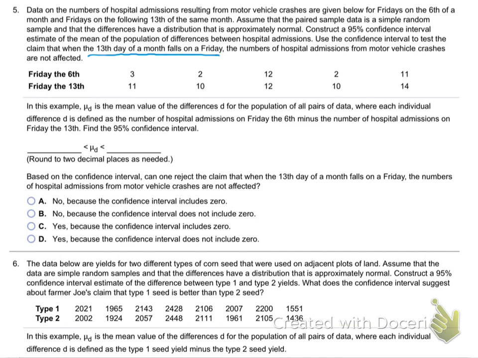So we're comparing Friday the 6th with Friday the 13th. We're picking both Fridays because Friday is a certain kind of day when people go out a lot and accidents could happen, so we want to compare Fridays with Fridays. Let's compare Friday the 6th with Friday the 13th for various months. There were 3 hospital admissions on that Friday the 6th, and one week later, Friday the 13th, 11 hospital admissions. So that was higher. 2 compared to 10, and 11 to 14. Looks like there are a few more happening on Friday the 13th.